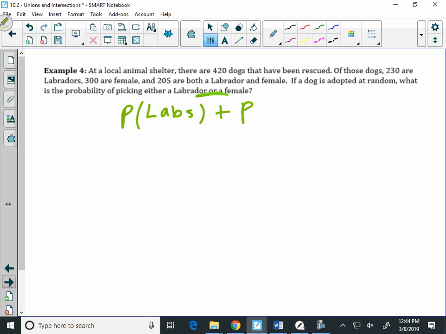Plus, what other type of dog do we have? What other category? We have labs and we have what? Female, right? Those are the two categories they gave us. They gave us labs. They told us female. Minus both, being a lab, and we abbreviate female with an F.